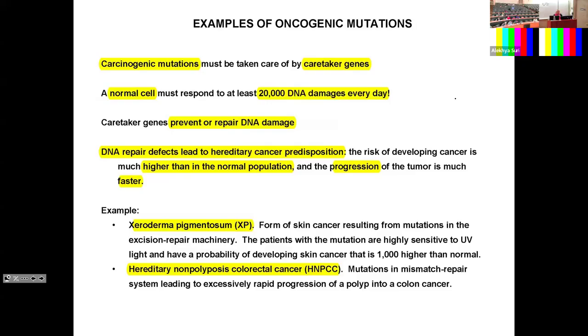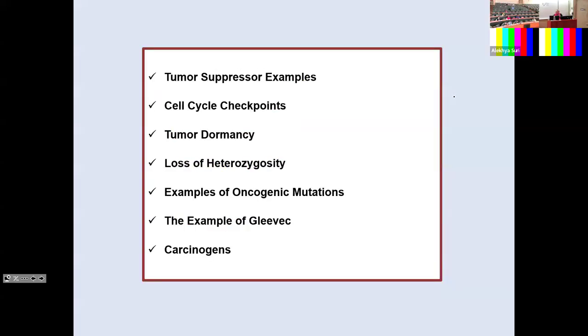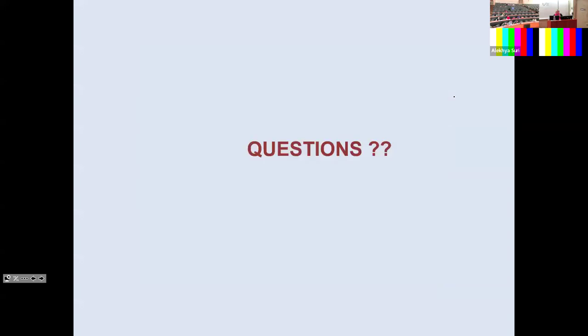And this is the last slide, where we are talking about carcinogenic mutations in the caretaker genes. As I say, this is a normal function that they have. They prevent or repair DNA damage, and a DNA repair defect leads to hereditary cancer predisposition. In general, there are two different types: xeroderma pigmentosum and hereditary non-polyposis colorectal cancer. These are the caretaker genes in charge of keeping everything in place and DNA repair, but if there are mutations there, that cannot happen. And this is a summary of all these topics that we saw before.